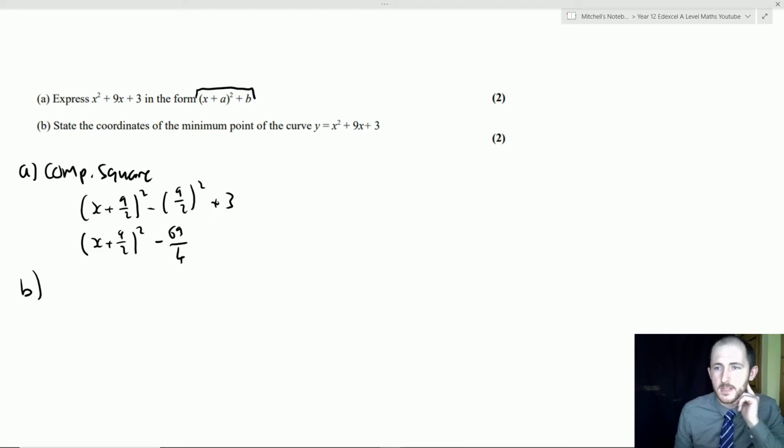State the coordinates of the minimum point of this curve. Sorry, I just went through puberty. Of this curve. Well, it's the exact same equation as the question.